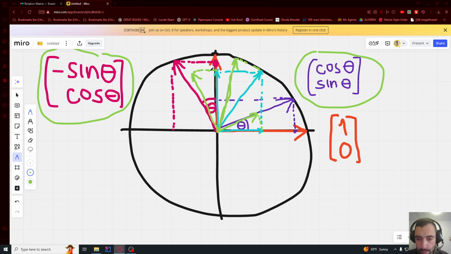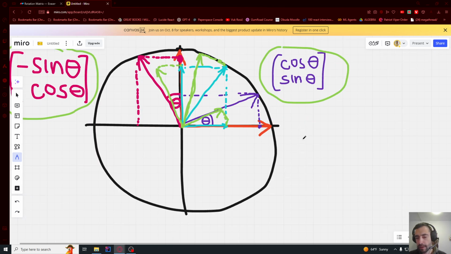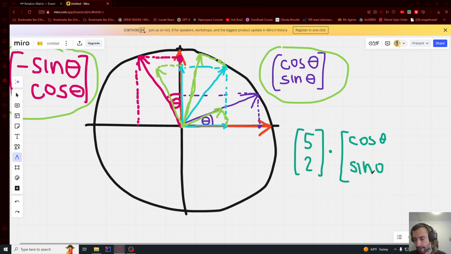And this here is circular motion. This is not a straight line projection, so this is circular, is how I meant to draw it. So now let's take some vector, 5, 2. Let's say this is this vector here. And what we need to do to rotate it is multiply it with this matrix: cosine theta, sine theta, and on this side, minus sine theta, cosine theta. Like that.